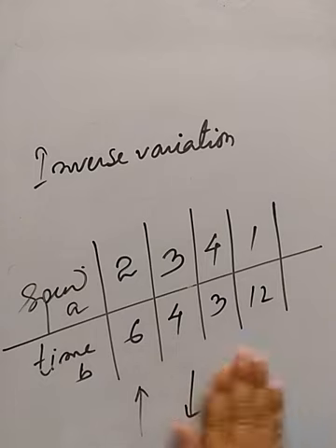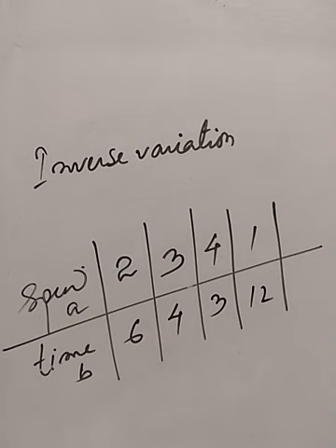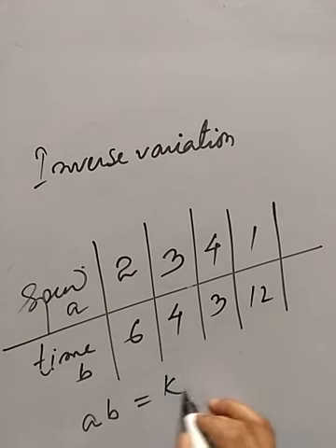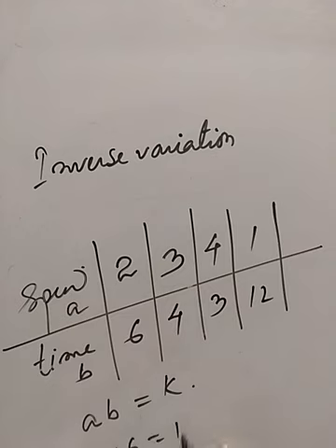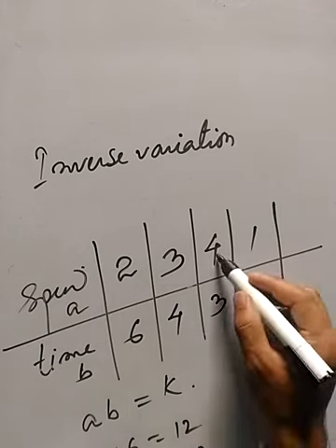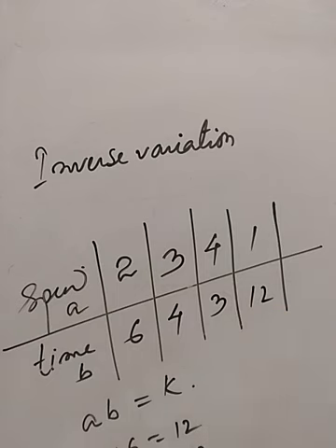Please have a look here. Even here we have a constant of variation. How are we going to find the constant of variation in case of inverse variation? If you multiply, that means the product of these two quantities A and B will always be a constant. A into B will always give you a constant. So let's see, 2 into 6 we have 12. Next, 3 into 4 we have 12. Next 4 into 3.